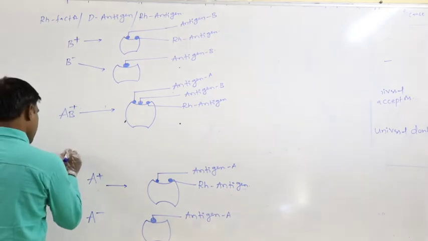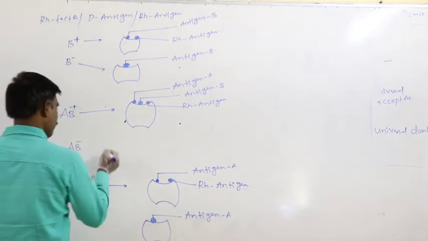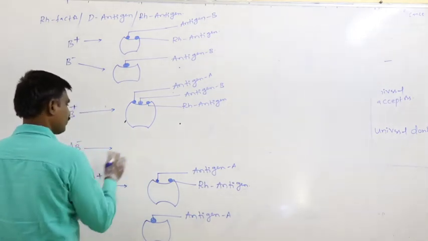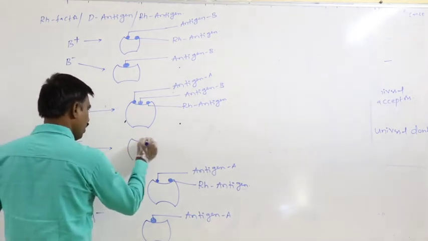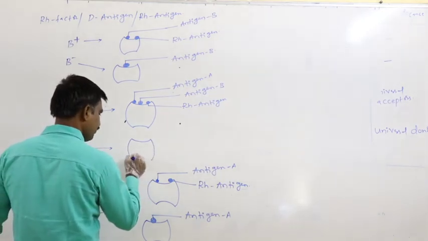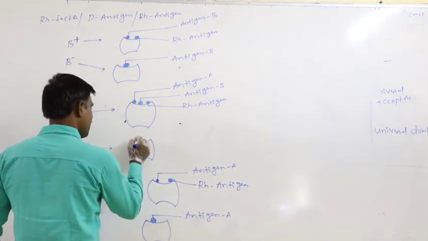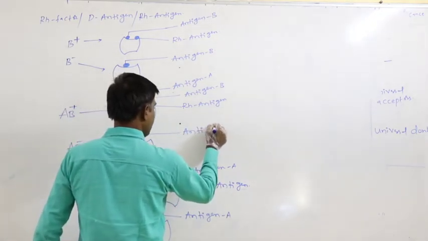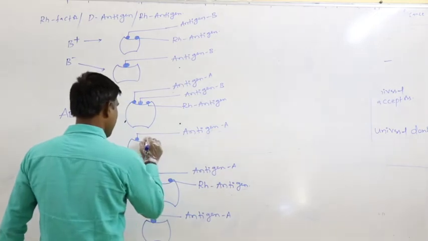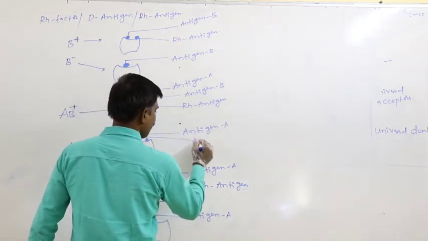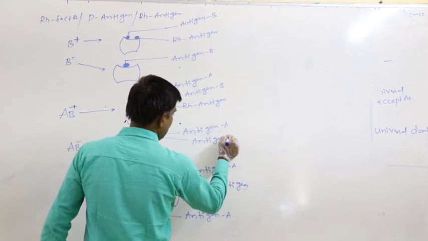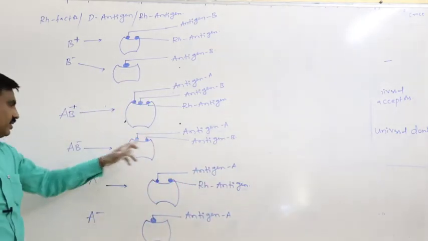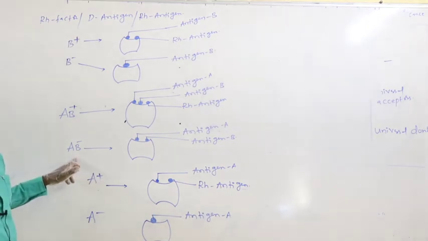Otherwise, if only the normal antigens, such as antigen A and antigen B, are present without the Rh antigen, then we can say that is AB negative.